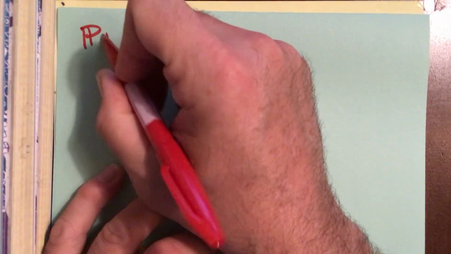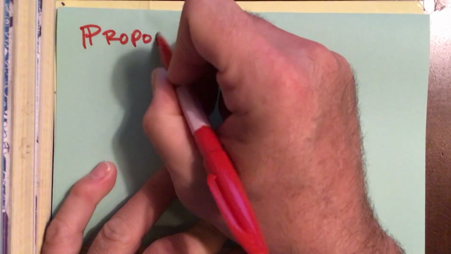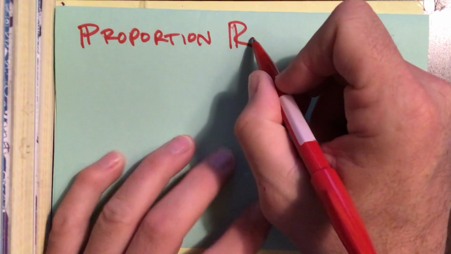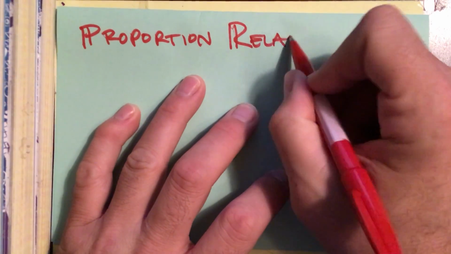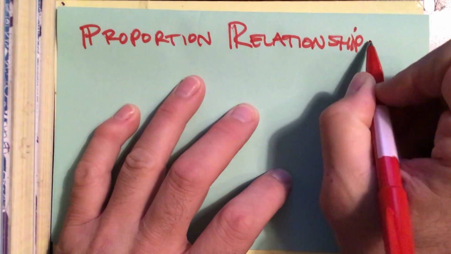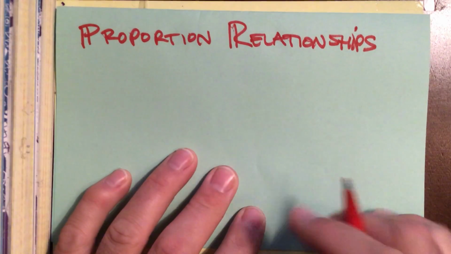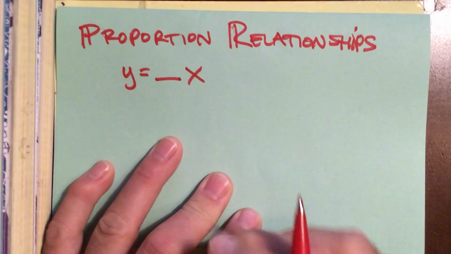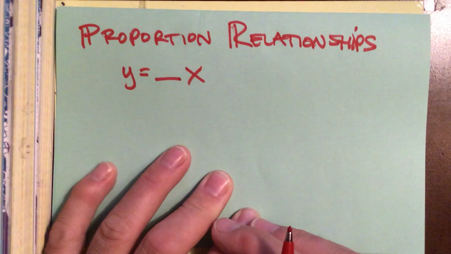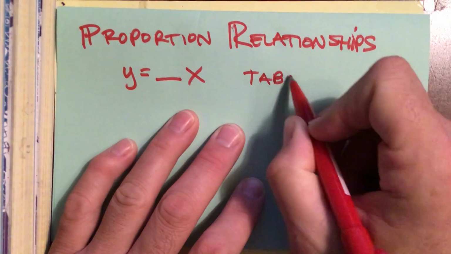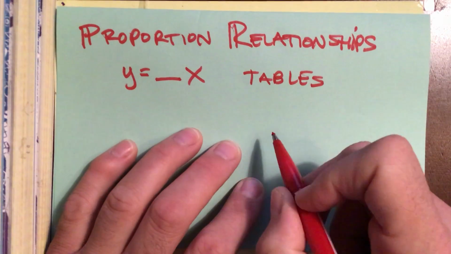Welcome. Today we're going to talk about proportional relationships. Okay, now this isn't going to get too complicated. This is basically going to be the intro version where we have y equals what's happening to x. Okay, they're going to give us tables and we're going to look for what?